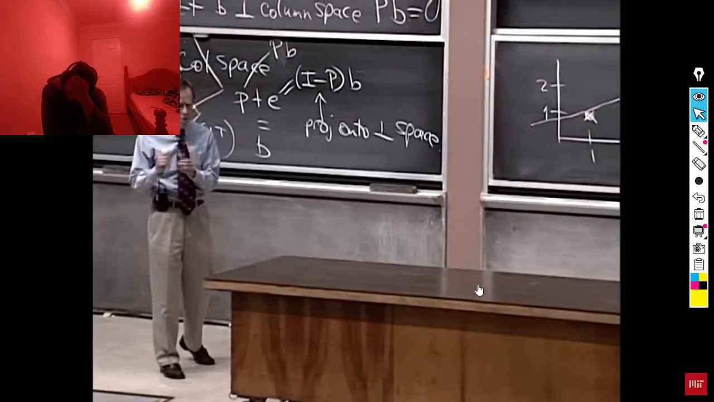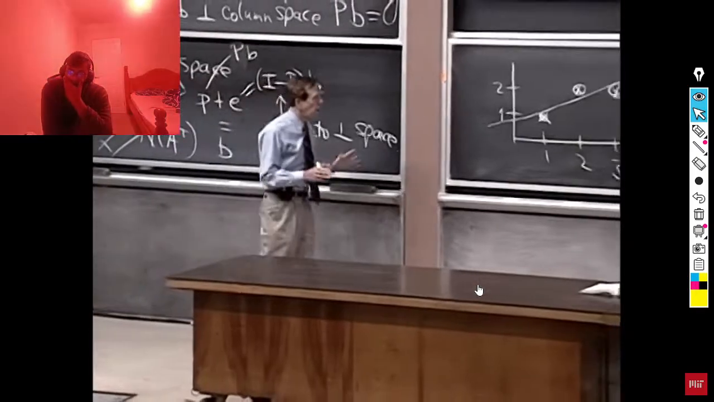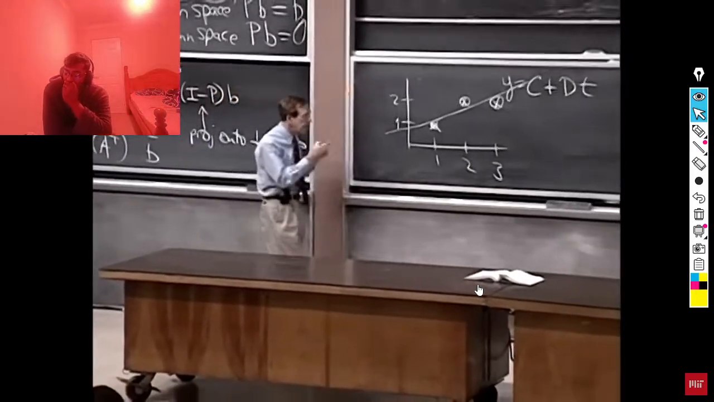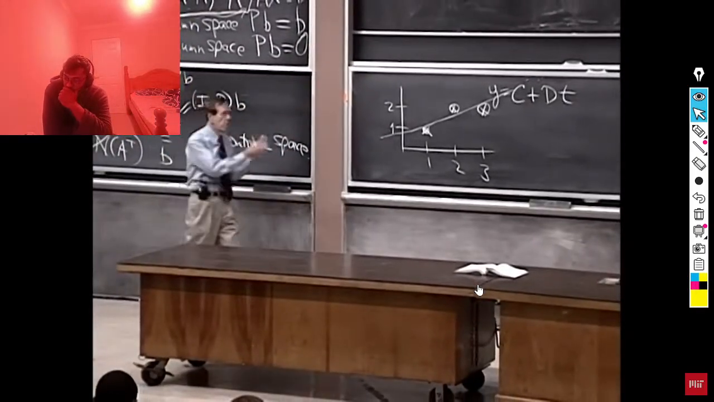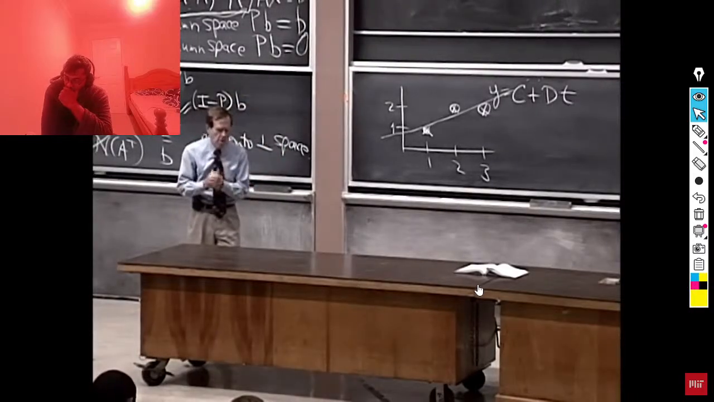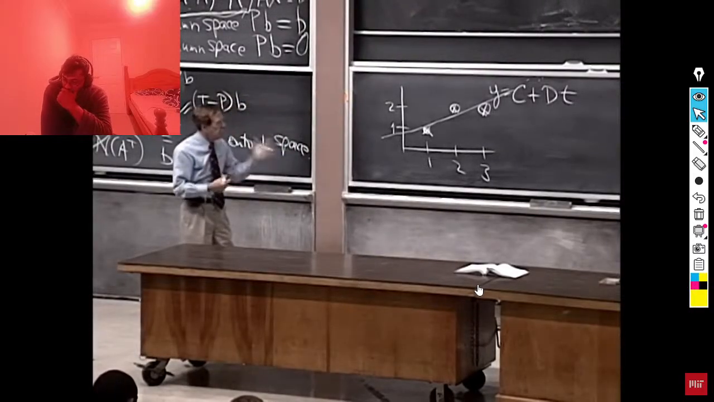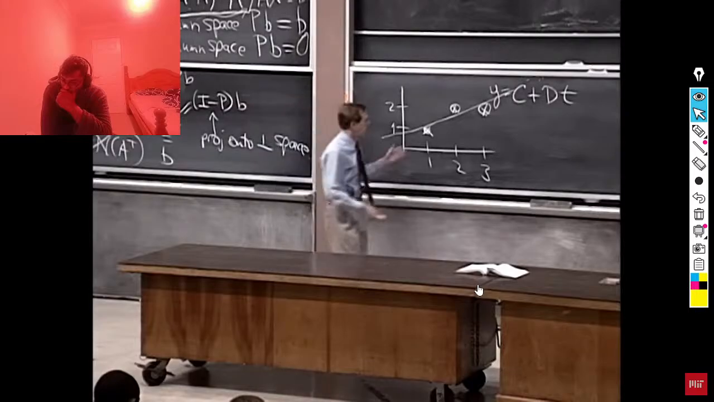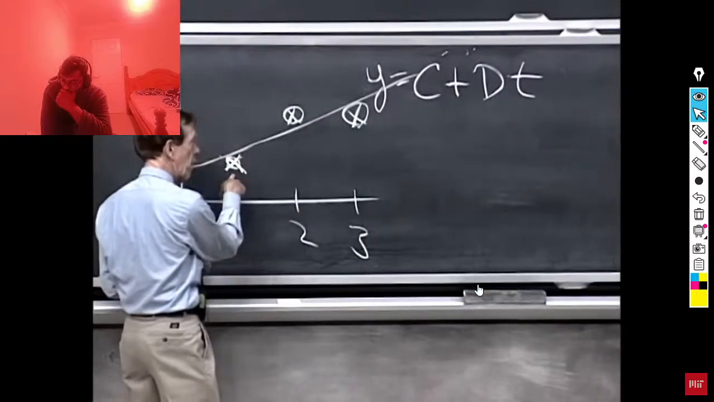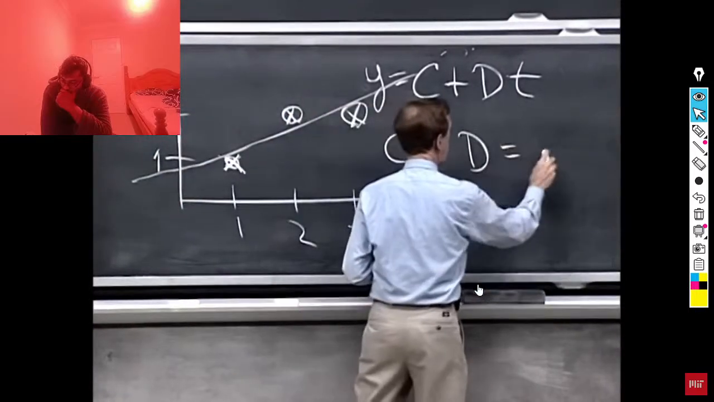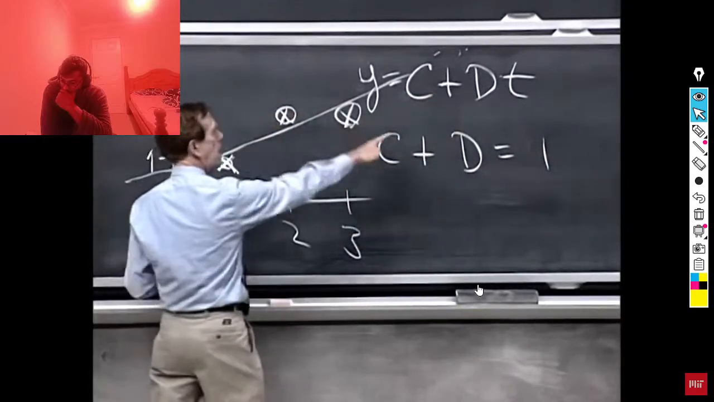Now I have to tell you, what is that overall error? Because that determines what's the winning line. We have to decide what we mean by the error, and then we minimize, and we find the best C and D. Okay, so if I went through that point, I would solve the equation C plus D equals 1.